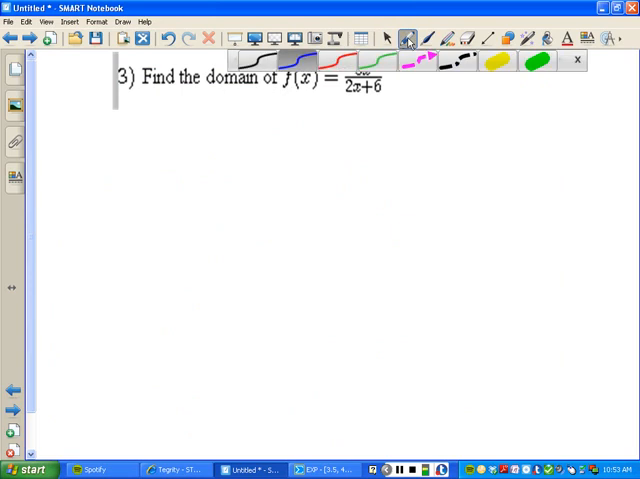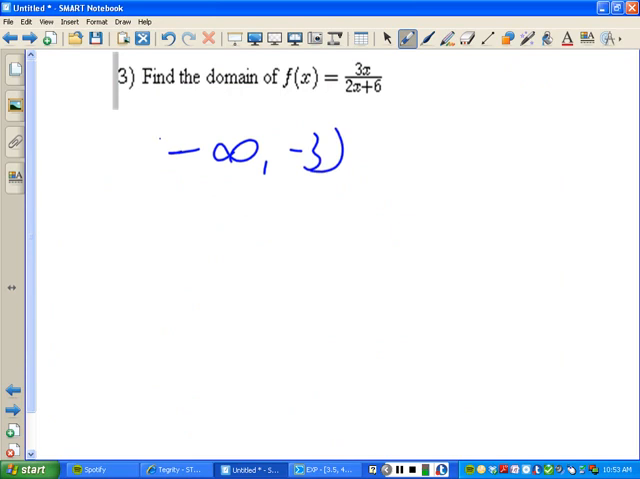All right, David, what did you put? Negative infinity to negative 3, and then negative 3 to infinity. Tara? Oh, she just called you out. You forgot the union. Negative infinity to negative 3, union, negative 3 to infinity.